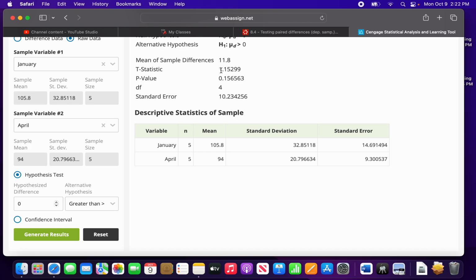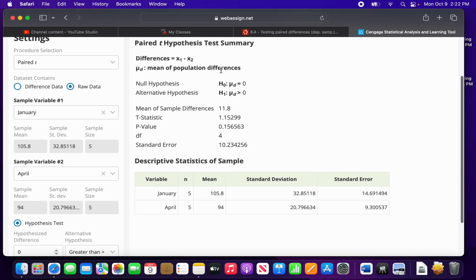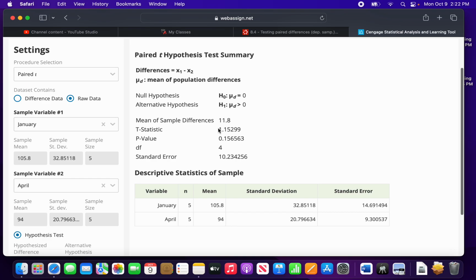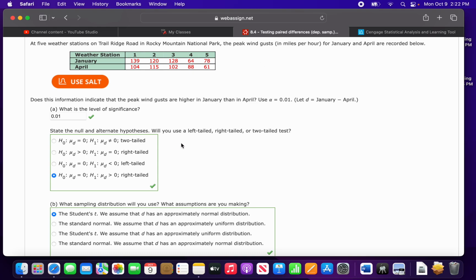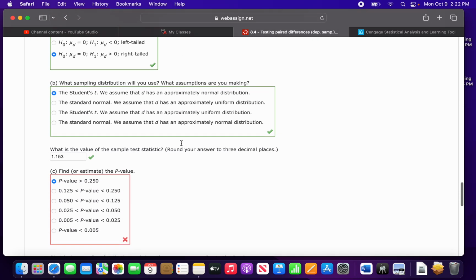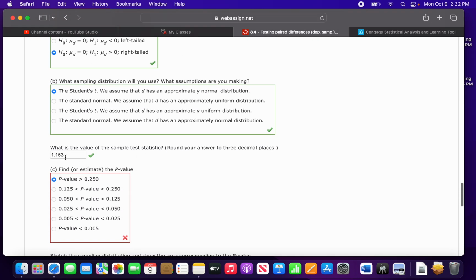our T statistic is 1.153. Let me go back to our problem. 1.153, that is our sample test statistic. Our p-value, let me go back to SALT.